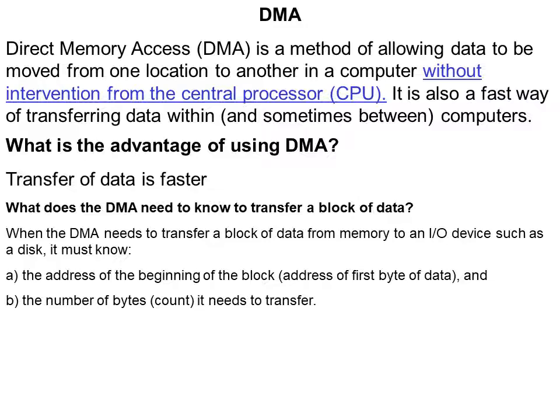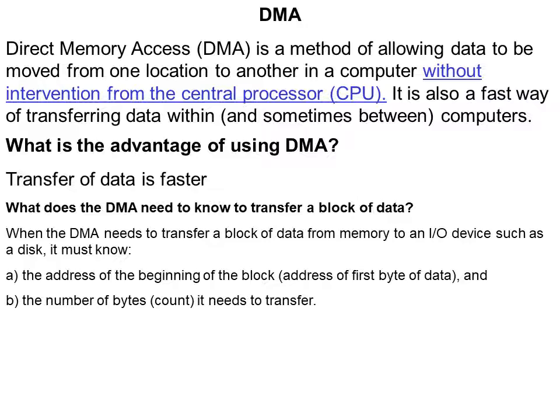This DMA is a method of allowing data to be moved from one location to another in a computer without intervention from the CPU. That means without involving the CPU, we are performing the data transfer between IO device and memory or memory and IO device. It is the fast way of transferring data within computers. Transfer of data is faster in this case.